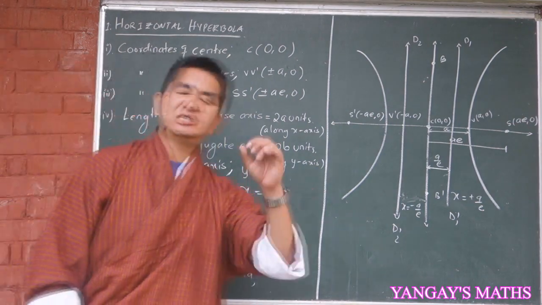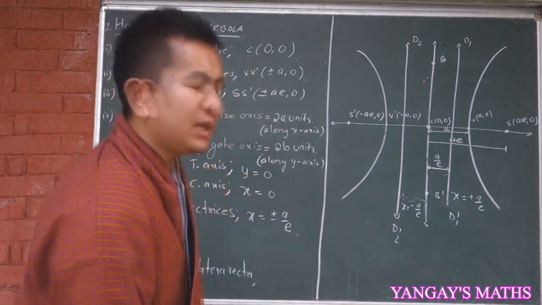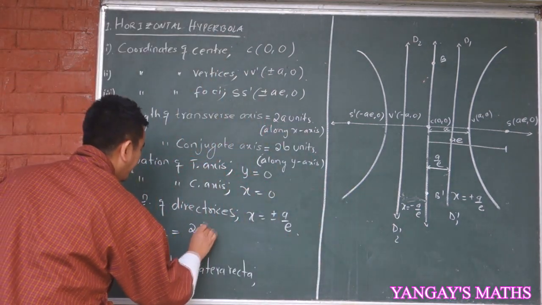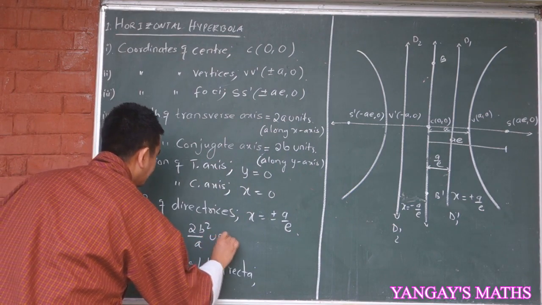The length of the latus rectum is similar and the same as that of the ellipse, which is 2b squared by a units.